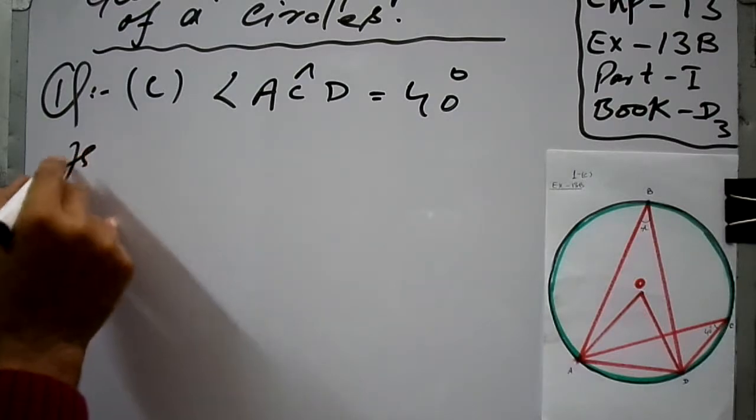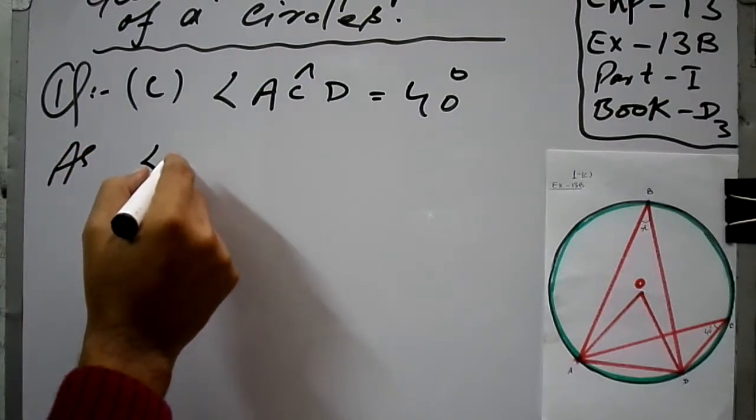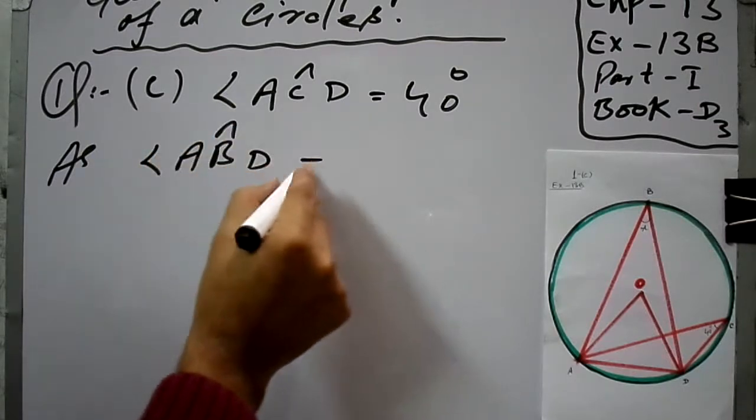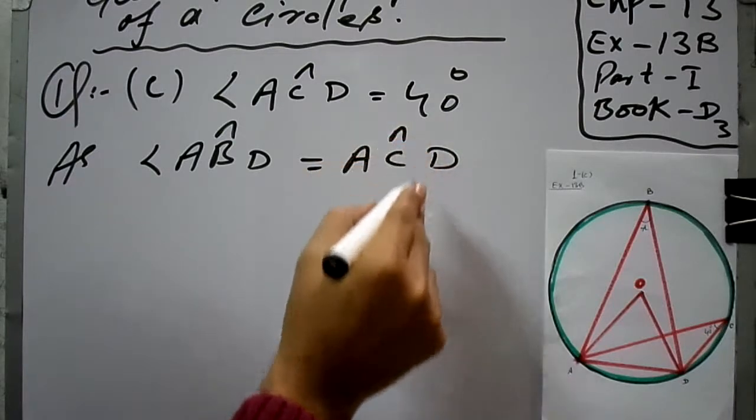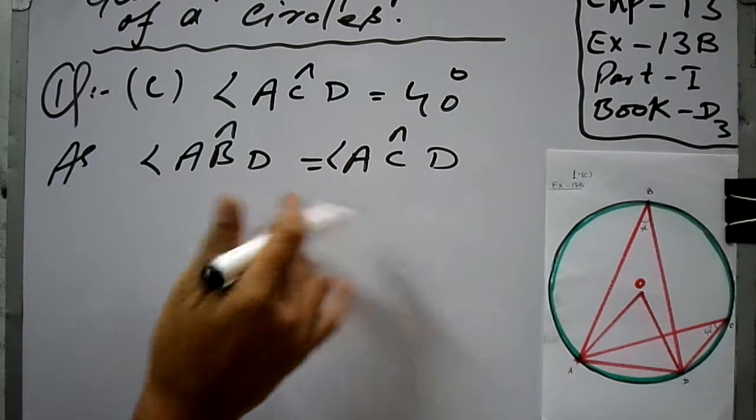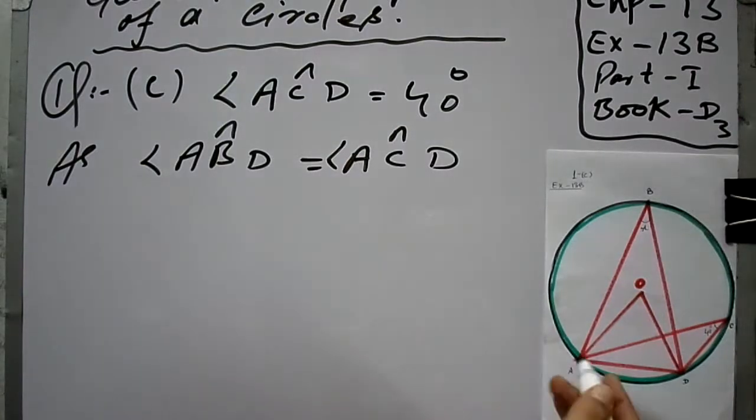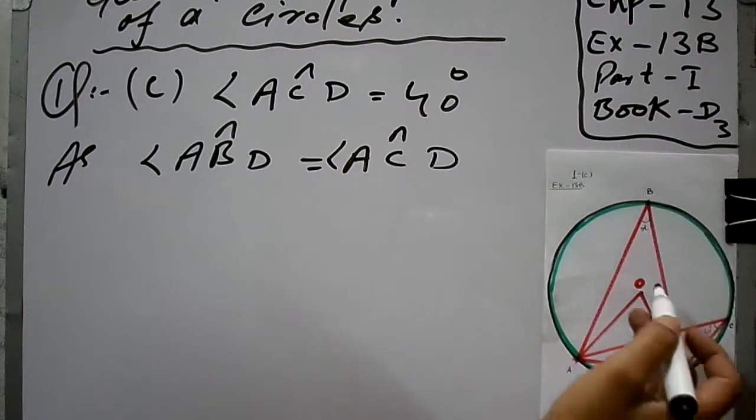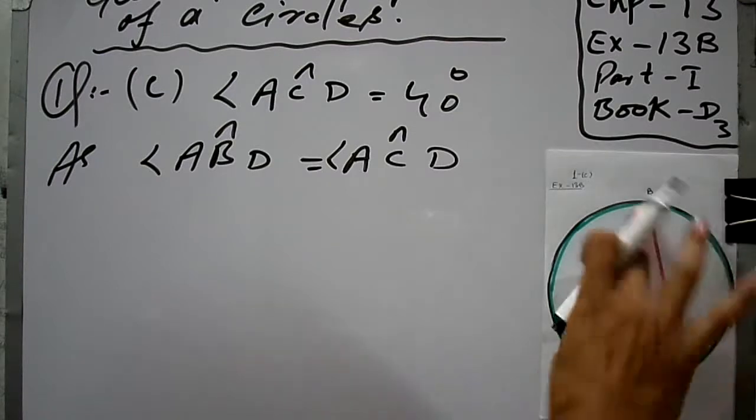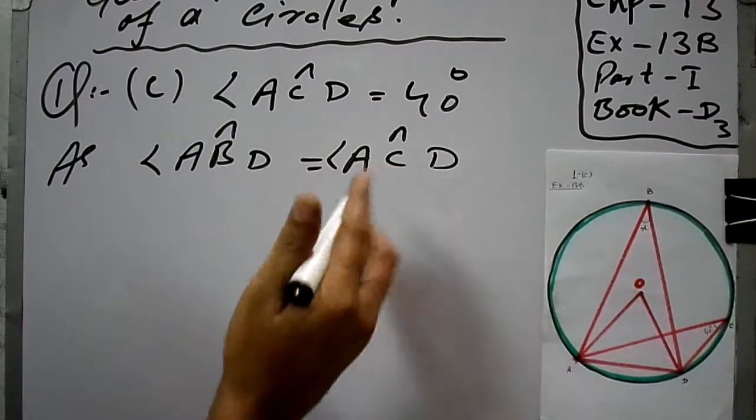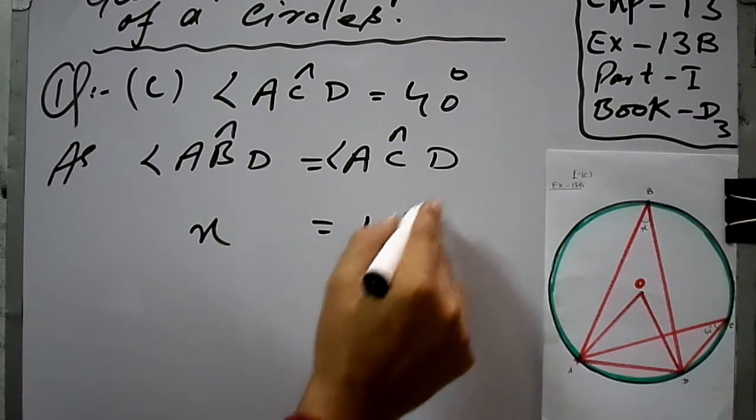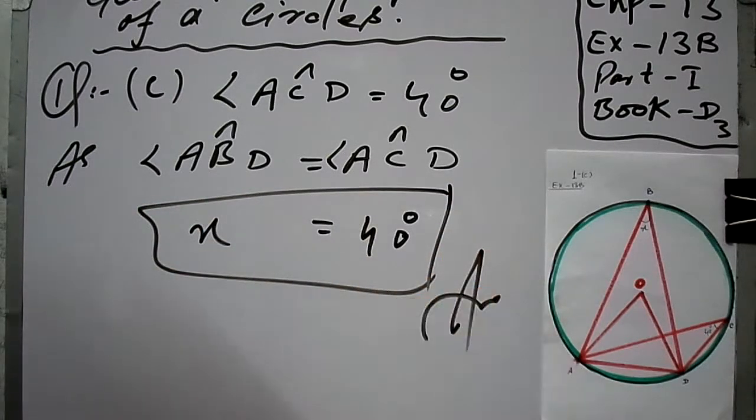As it is given, we are well familiar with this fact, that ABD is equal to ACD. It means this angle is equal to this one. So therefore we can say that ABD is equal to ACD, and due to this property this angle is equal. So it means ABD is also 40 degrees, that is your x. So there is no need for further calculation. So it is your answer.